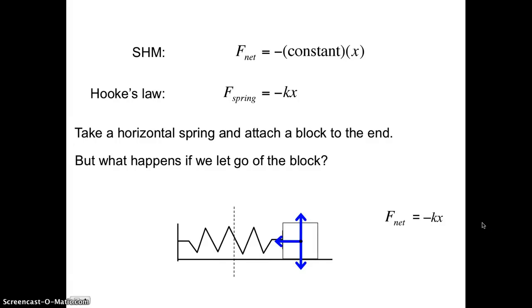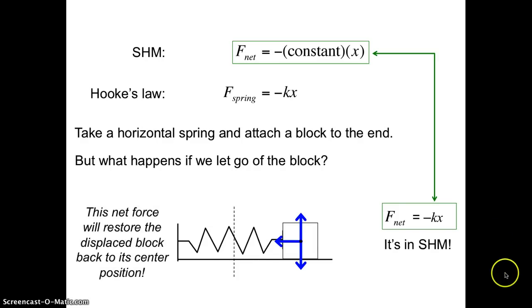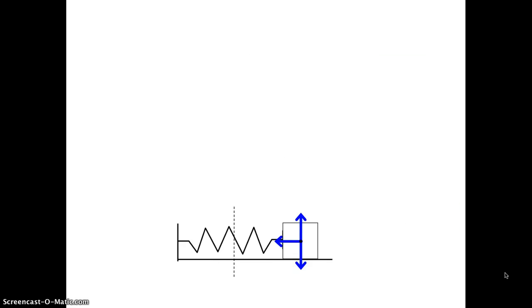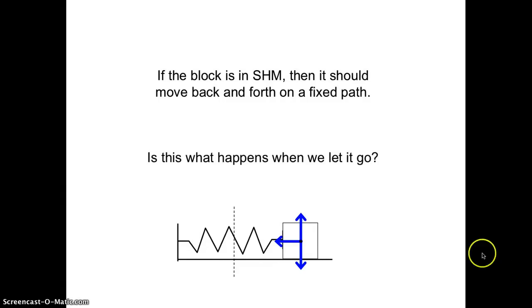Compare this released block's net force to the equation for simple harmonic motion. They match. And so this block will be in simple harmonic motion, and it will be pulled back by the net force to the center position. But if the block is in simple harmonic motion, it should be moving back and forth along a fixed path. Is that what happens when we let go?